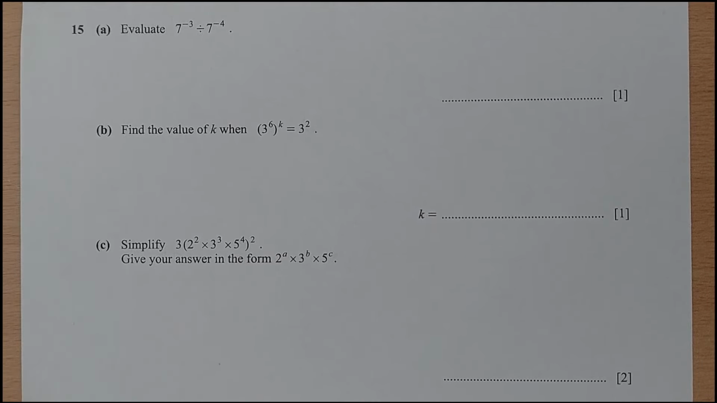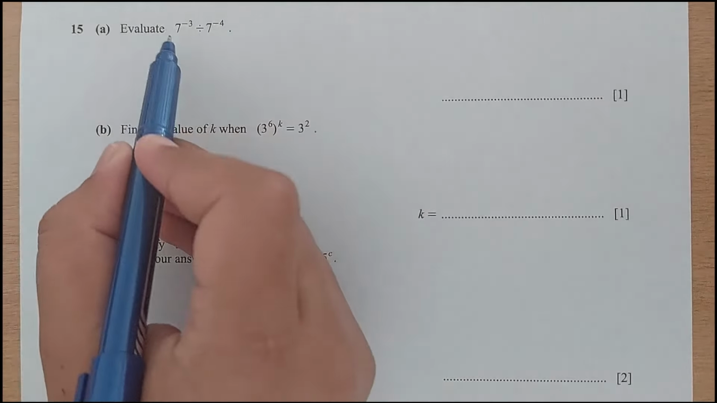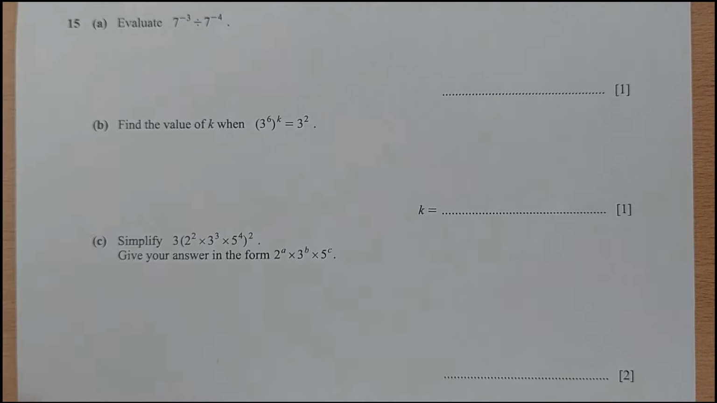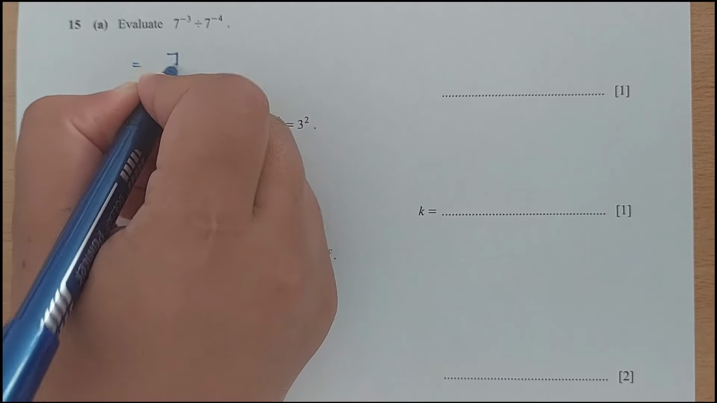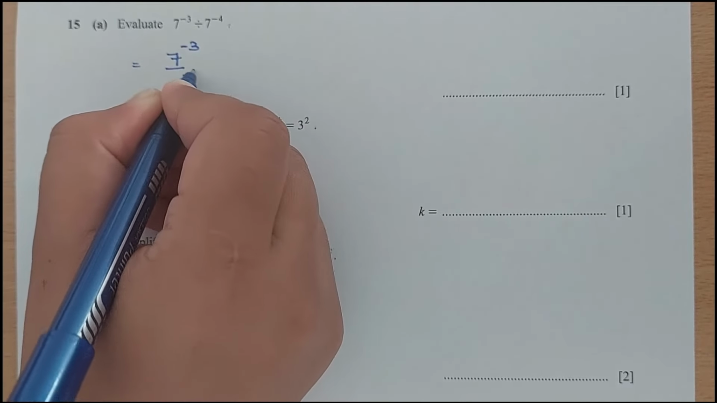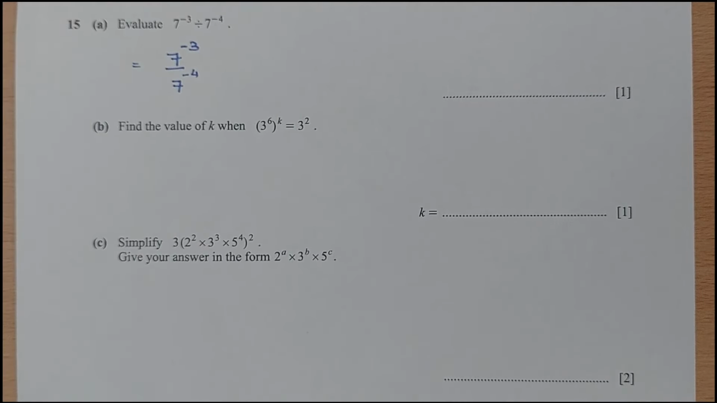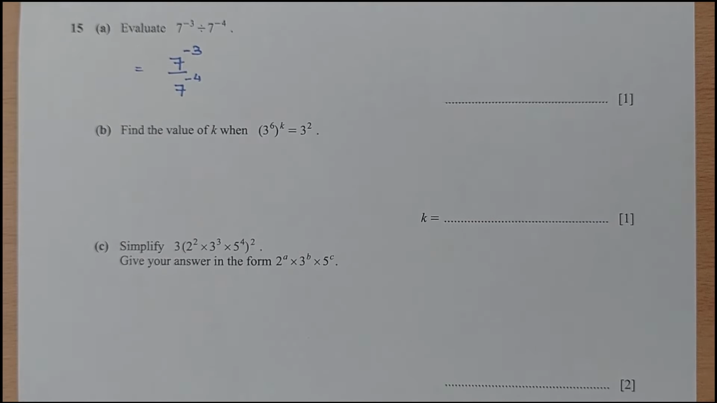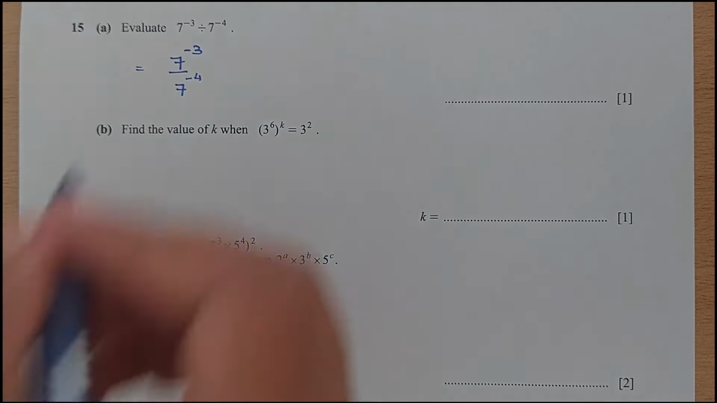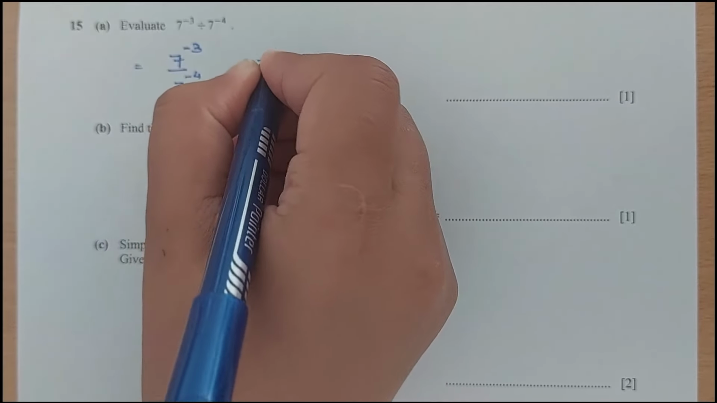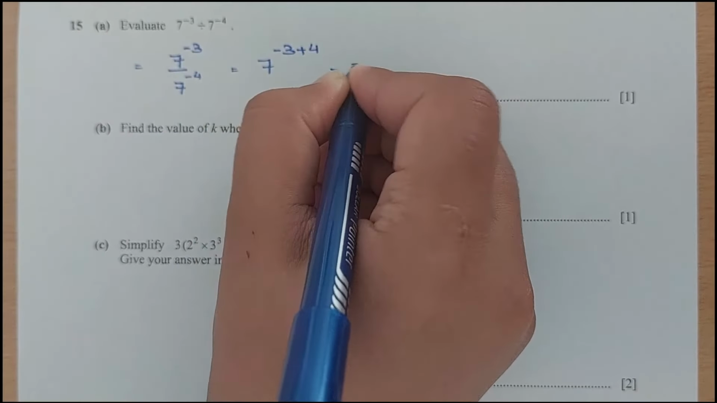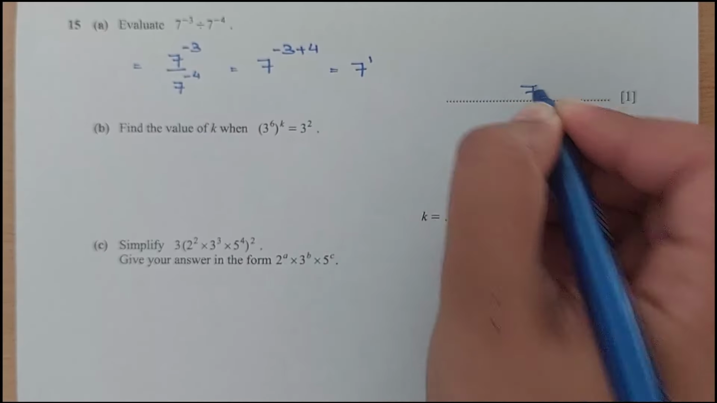Question number 15 in A part, we need to evaluate this. This is an exponent question and it is in terms of division. So I can write it as 7 exponent negative 3 divided by 7 exponent negative 4. When the exponent is in division, the denominator exponent is moved to the numerator with a positive exponent. So this is 7 exponent negative 3 and this shift would be positive 4. So that is just 7 exponent 1, or just 7.